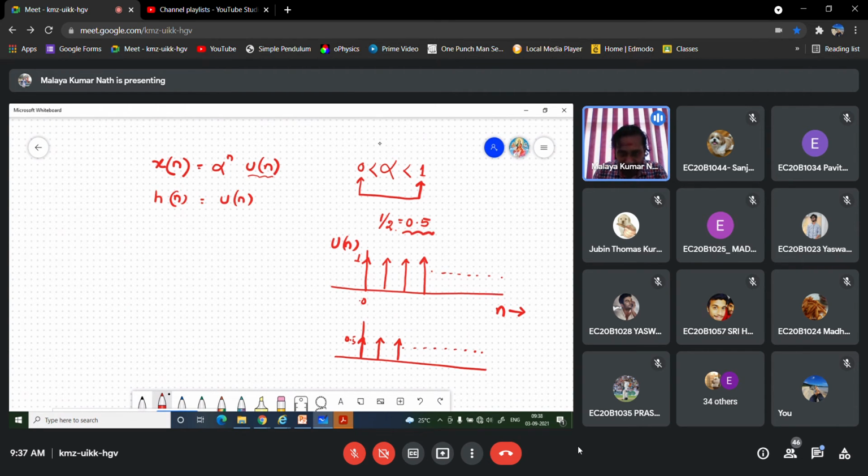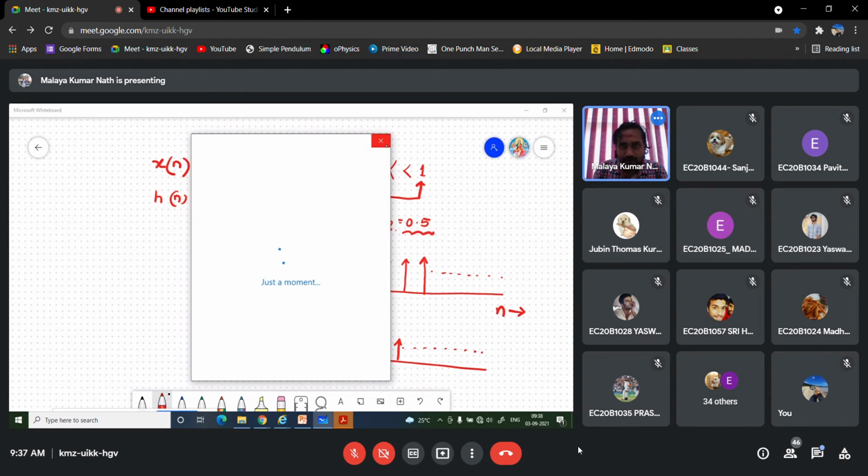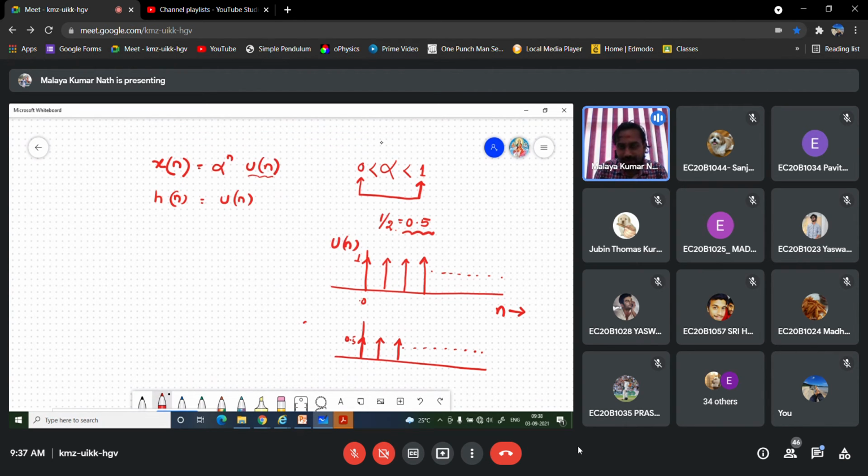So this I can write as alpha to the power n, where alpha is half, 0.5, so 0.5 to the power n. Sorry, I have made a mistake here. Alpha to the power n means 0.5 to the power n. So how much is that? 0.5 to the power 0 is equal to 1, so its magnitude at n equal to 0 will be 1.